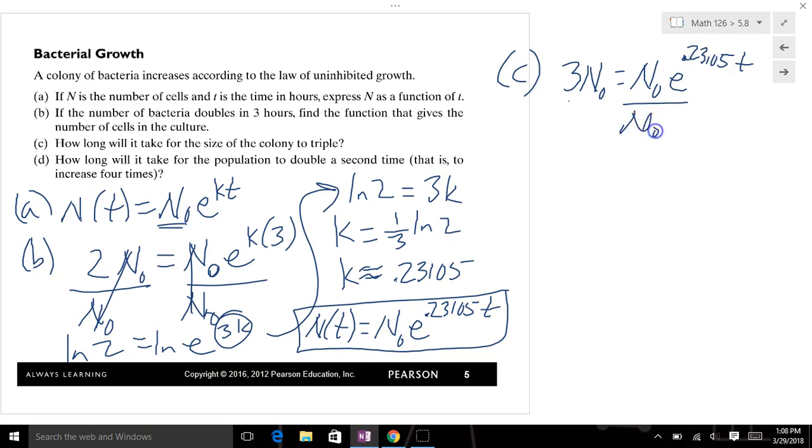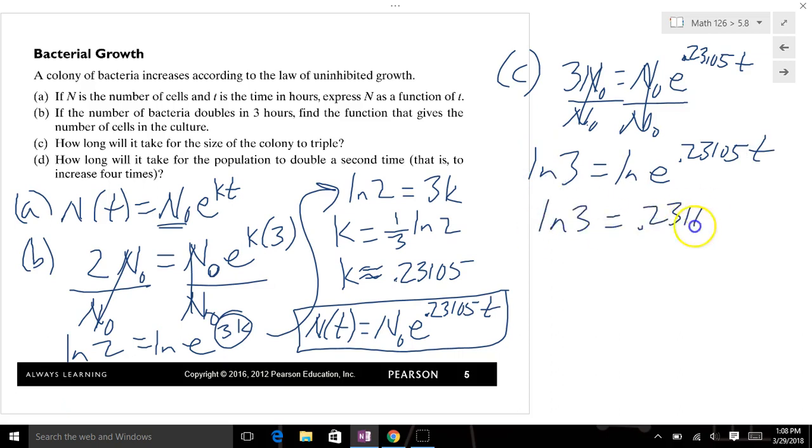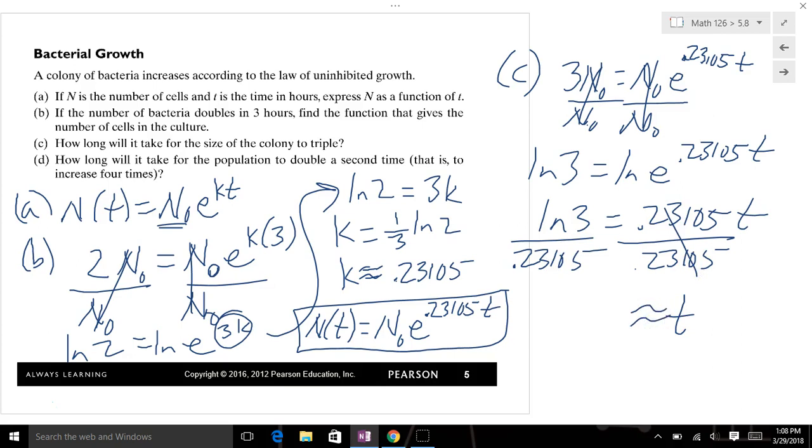So we get rid of N subscript 0, get rid of N subscript 0. 3 equals e to the 0.23105 t. So we're going to find how many hours here. Undo e with the natural log. ln of 3 equals 0.23105 t. Divide by 0.23105. Punch this in, and you get about 4.755 hours.